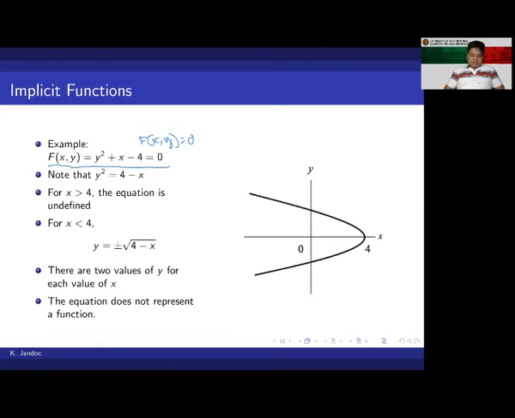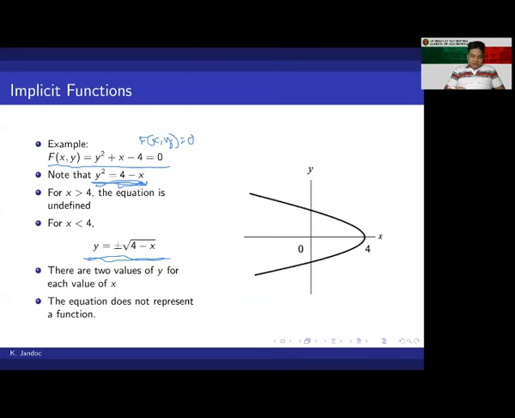Now notice that if x is greater than 4, then this whole right hand side of this equation is negative, and therefore if you took the square root of a negative number, it's not a real number, it's an imaginary number. So for values bigger than 4, this equation over here is undefined. However, for values less than 4, we can take the square root of y squared, and therefore y is equal to plus or minus square root of 4 minus x.